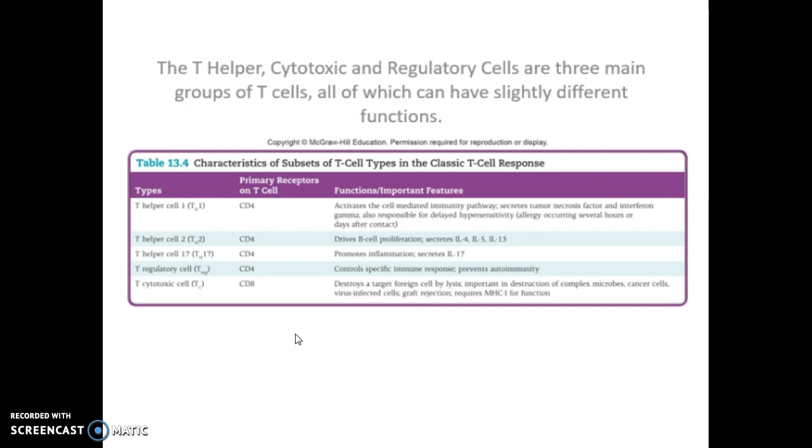whether they are promoting inflammation. And to do that, they're going to secrete specific chemicals or interleukins as indicated by this IL: IL-4, IL-5, IL-13, IL-17. All of those different chemical mediators are going to result in their specific function. So they're going to help the immune response.